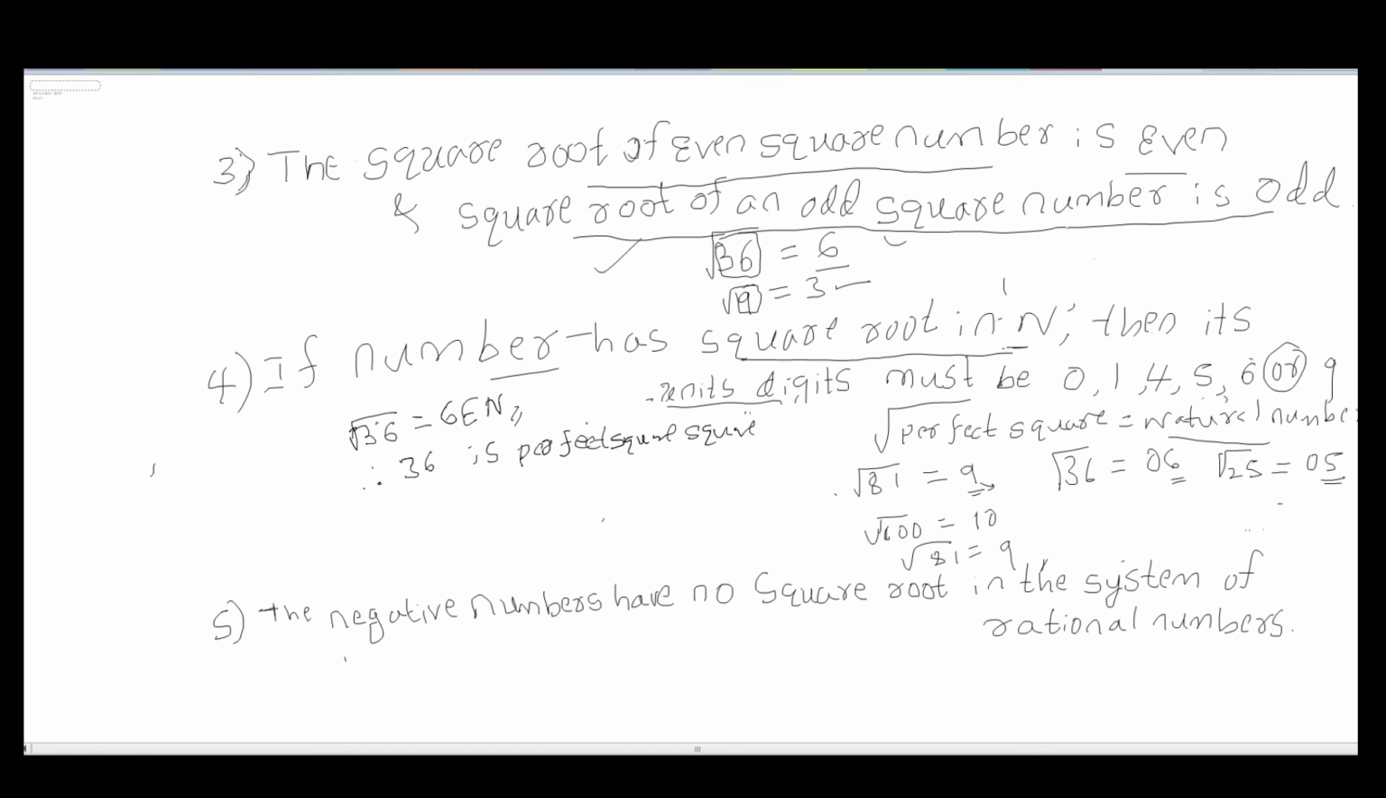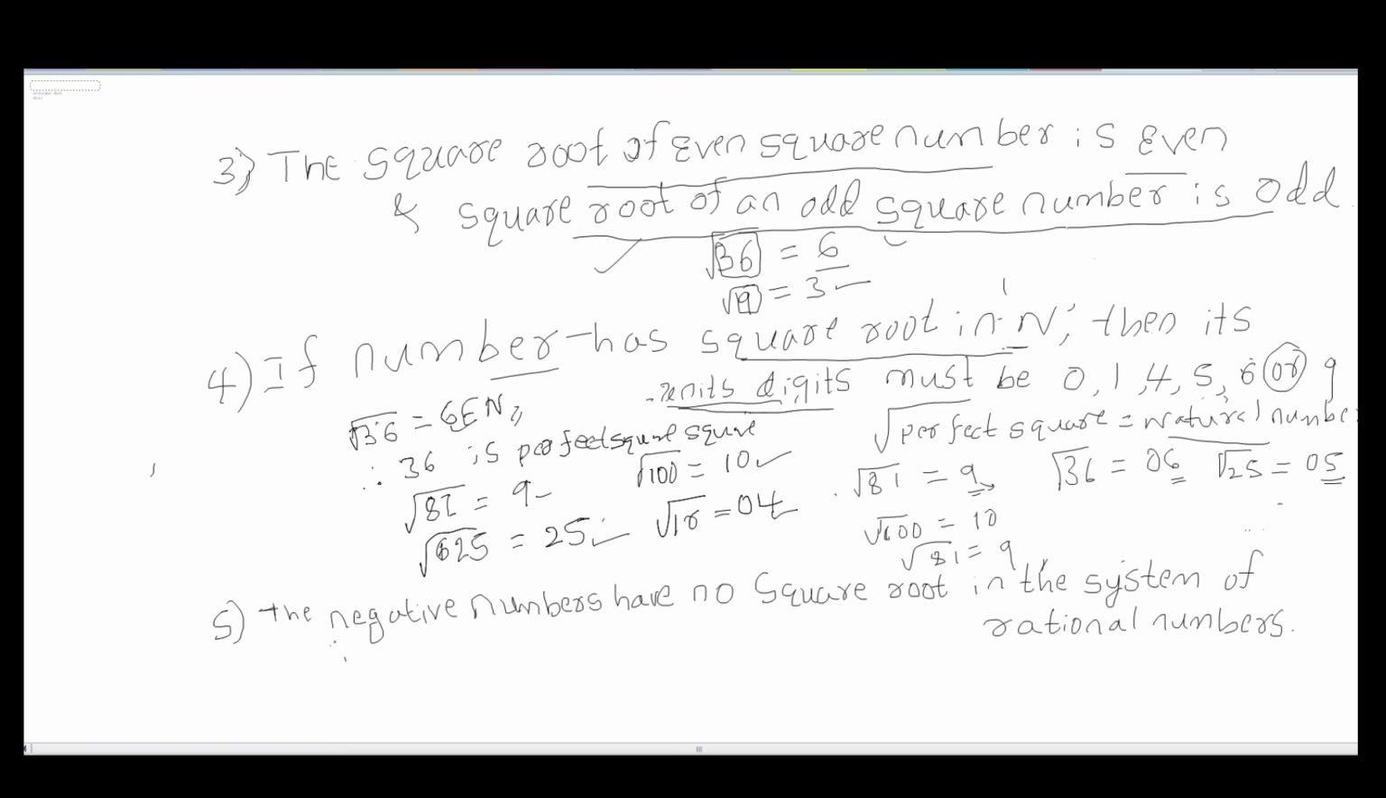Whatever the perfect square, its unit digit must be 0, 1, 4, 5, 6, or 9. You can take an example. For 36, the unit digit is 6. Take 81, a perfect square; its square root is 9. Take 625; its square root is 25, ending with 5. The square root of 100 is 10, ending with 0. The square root of 16 is 4. Like that.